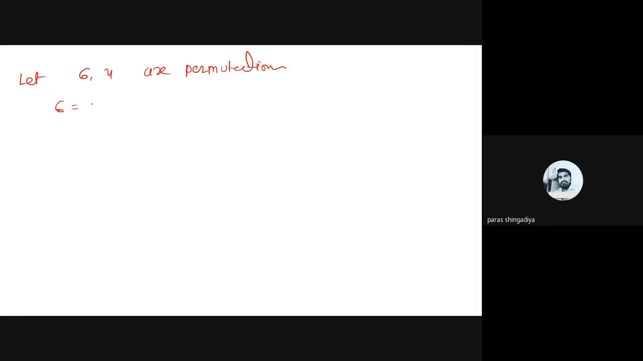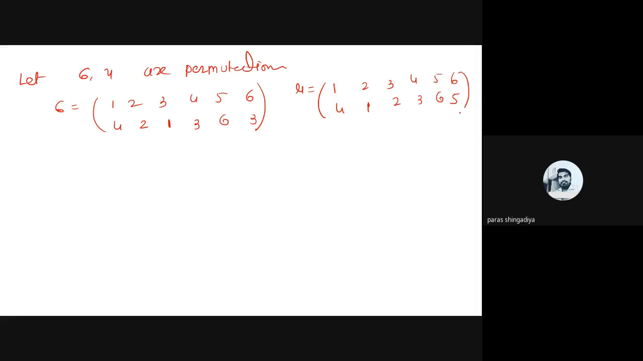Sigma is defined as 1, 2, 3, 4, 5, 6, and the output is 4, 2, 1, 3, 6, 5. Okay, that is sigma. And mu is equal to 1, 2, 3, 4, 5, 6, and the output is 4, 1, 2, 3, 6, 5.